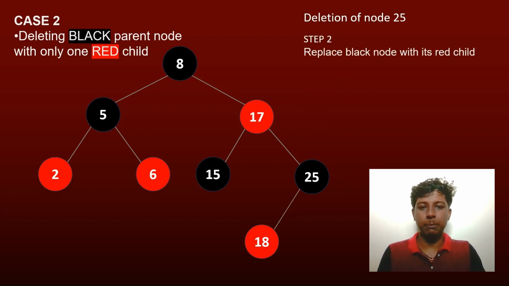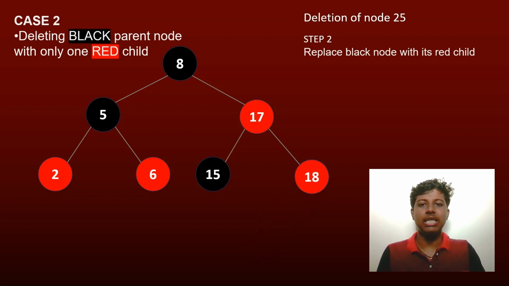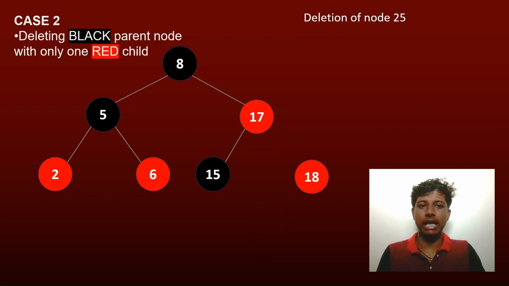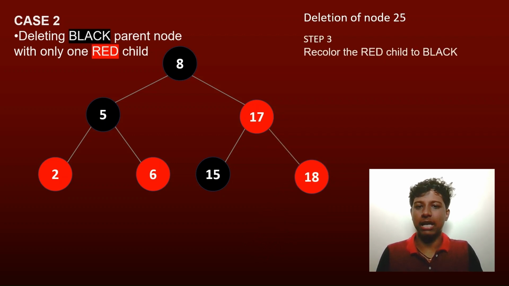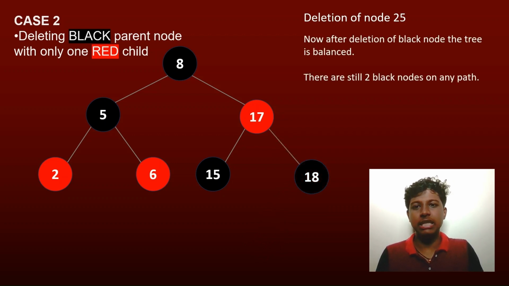Now we will replace it with its child 18, and after replacement we can see that there is a red conflict. That means 17 is a red node and it has a red child, that is 18, which does not follow the property of a red black tree. So we need to change the color of the node 18, and now this node 18 will become a black node. If we see, there are still 2 black nodes on any path.